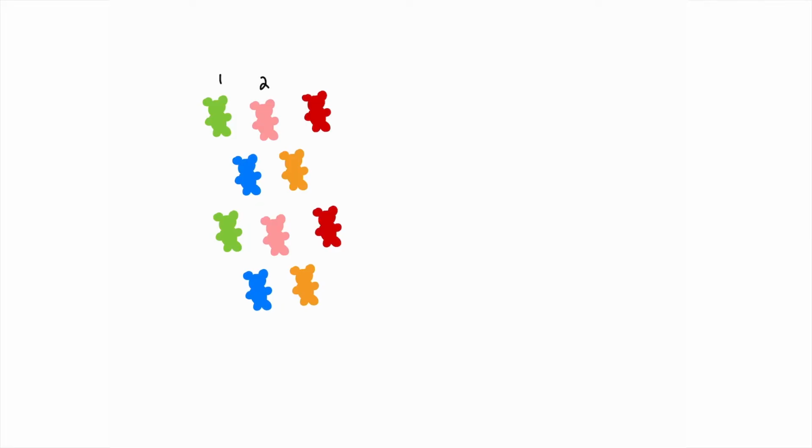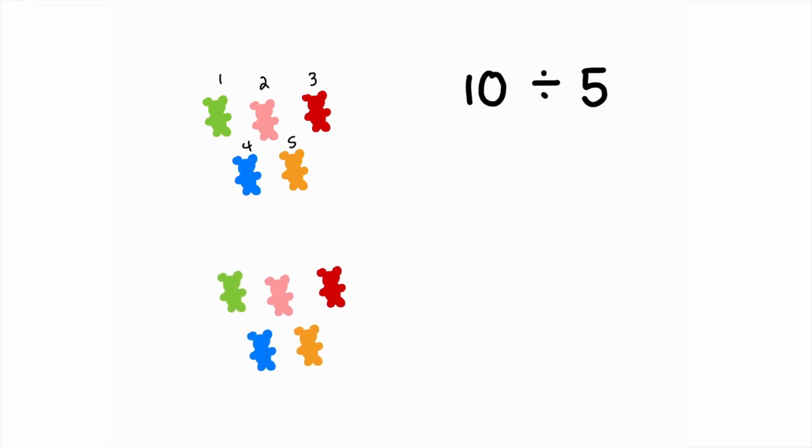Division is like the opposite of multiplication. 10 divided by 5 is equal to 2. But what does this really mean? Here, I have 10 gummy bears. How many groups of gummy bears can I make if I divide the gummy bears into groups of 5? In this example, the 10 represents our total number of gummy bears, and 5 represents how many gummy bears are in each group. So, if we divide 10 by 5, we get 2 groups of gummy bears.